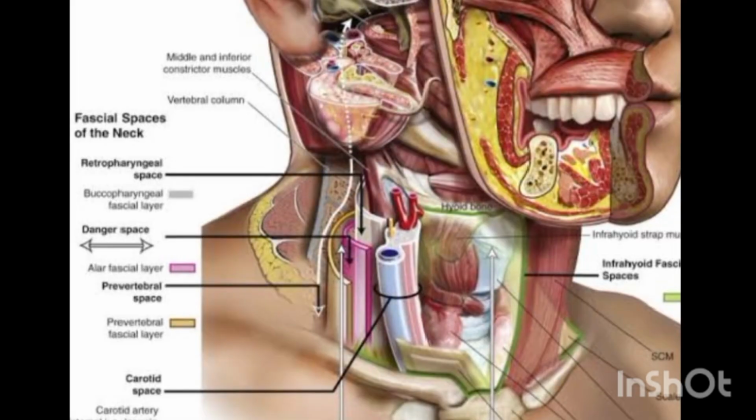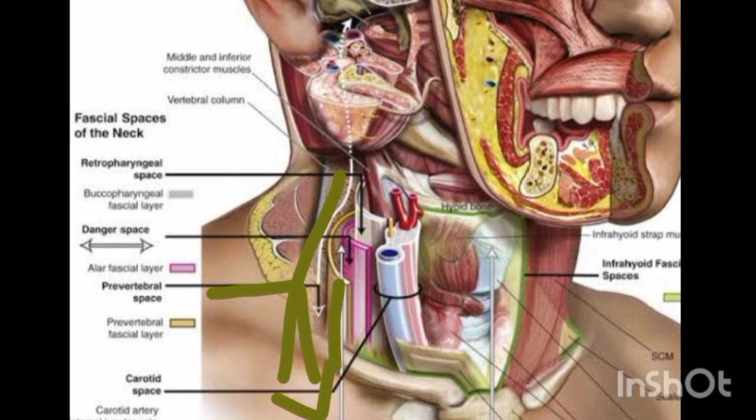So, here you can see that these are the vertebrae, and this is our prevertebral layer. Between the vertebrae and prevertebral layer, what do we have? We have the prevertebral space. This is the prevertebral space represented by the arrow.